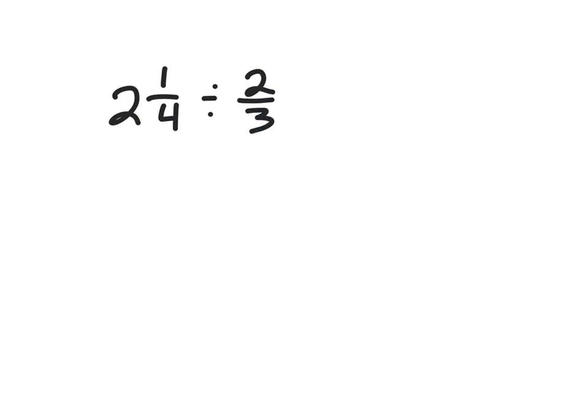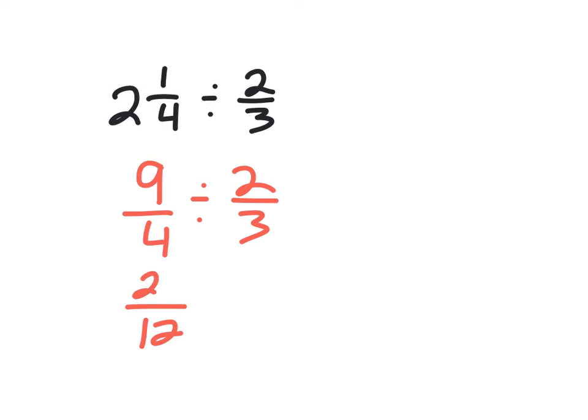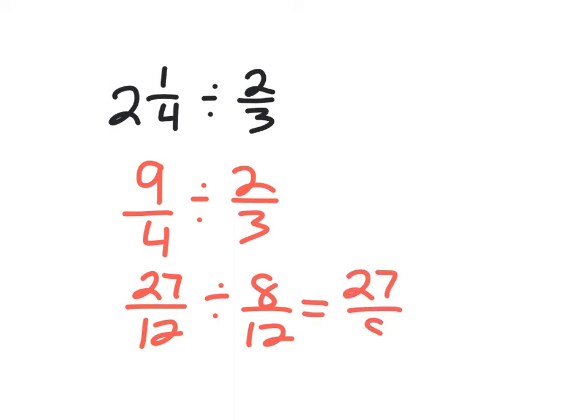If I have a mixed number, 2 1/4 divided by 2/3, the first thing I need to do is to make 2 1/4 into an improper fraction. When I do that, I get 9/4 divided by 2/3. Now I need to find a common denominator, which will be 12. I get 27/12 divided by 8/12, which is 27 over 8.